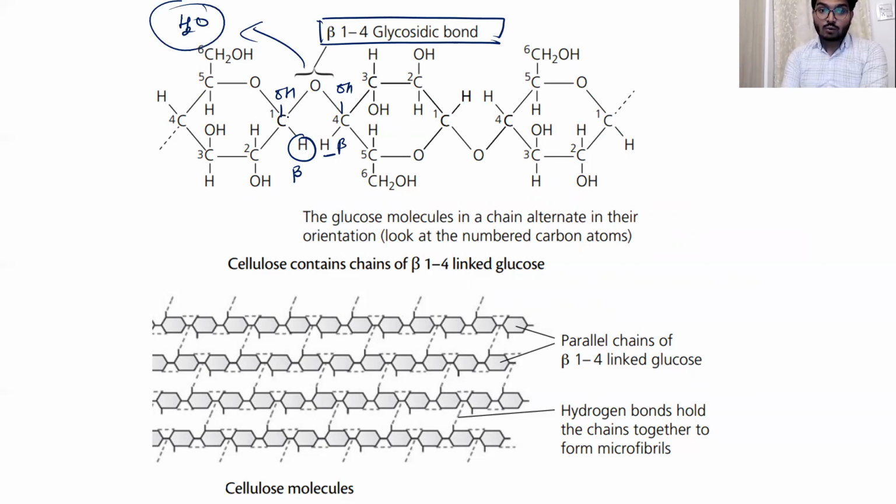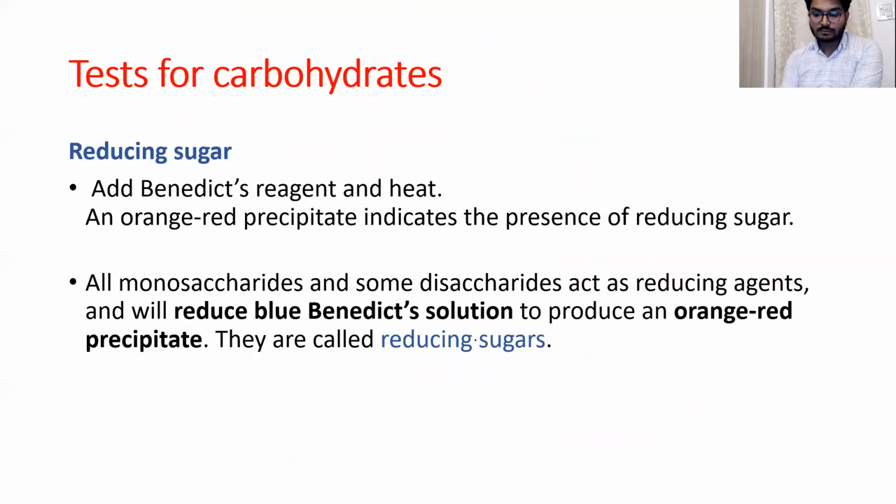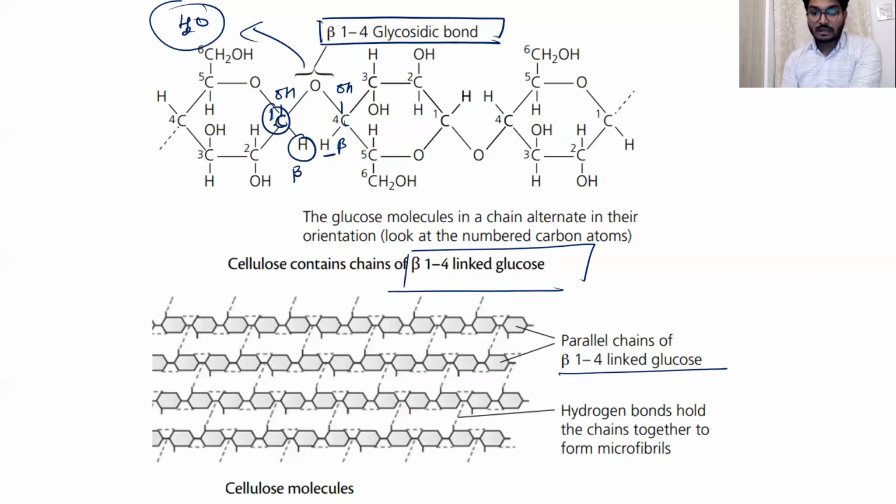Beta 1,4 means the first carbon of this and the fourth carbon of another sugar molecule are coming together, and that's what gives you the beta 1,4 glycosidic bond. So cellulose contains beta 1,4 glucose. And you'll be surprised to know, along with this beta 1,4 linked molecule, we have the hydrogen bonds, which I told you about. These hydrogen bonds form the microfibrils, so this gives the extra toughness, right?